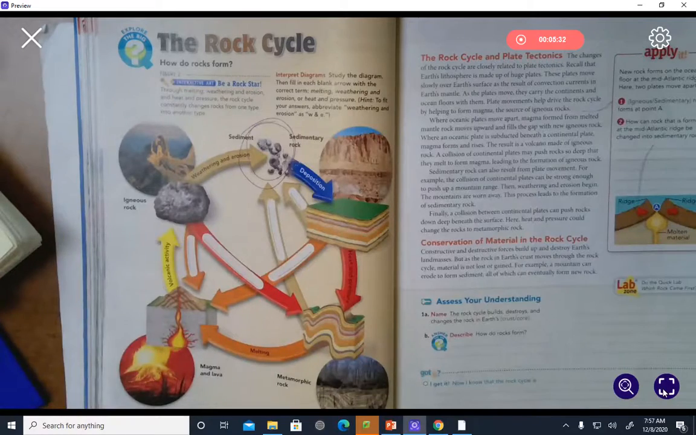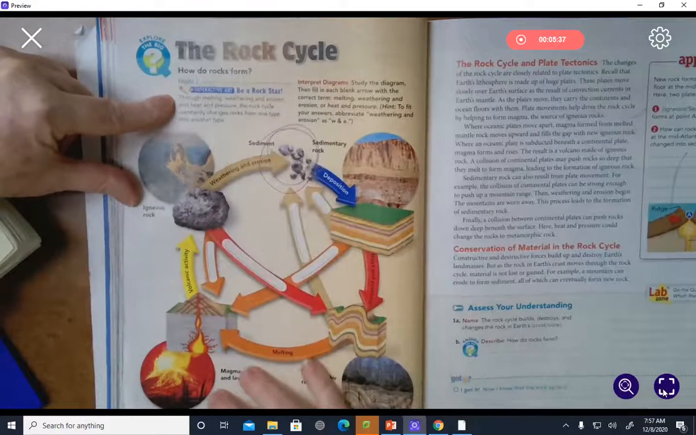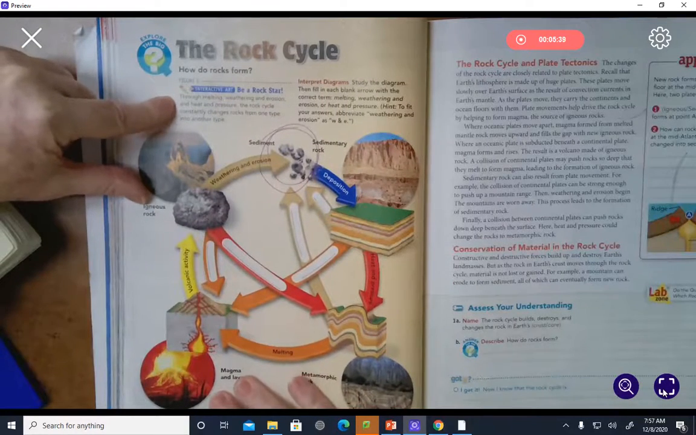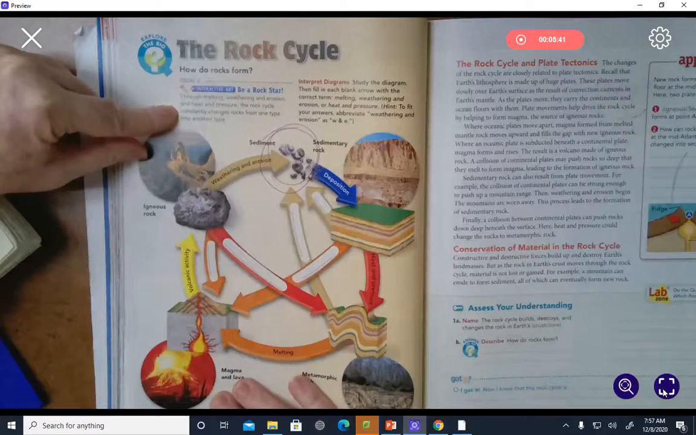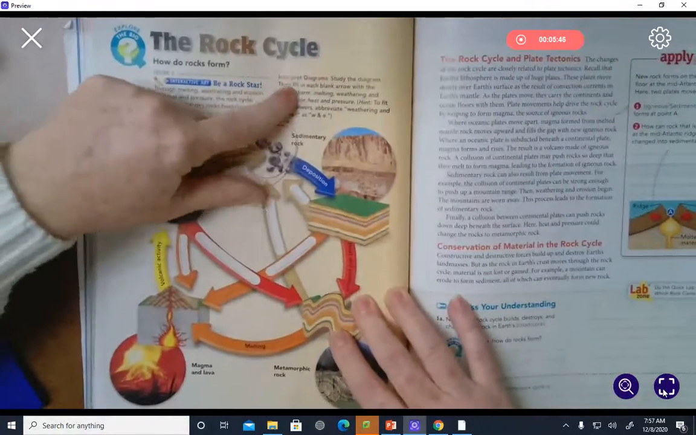Okay. How do rocks form? Let's be a rock star. Through melting, weathering, and erosion, and heat and pressure, the rock cycle constantly changes rock from one type into another type. It wants you to interpret the diagrams.